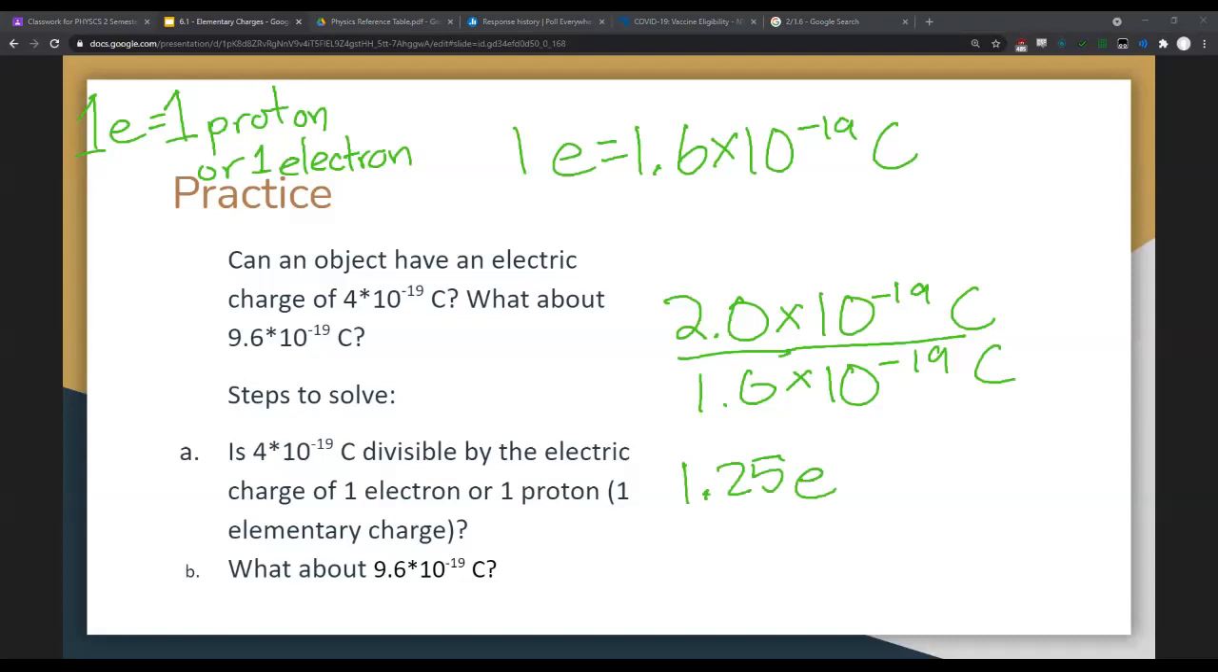You can't have 1.25 electrons or protons. That's impossible. You cannot have a partial amount of an elementary charge. You either have one proton or one electron, or whole numbers of electrons or whole numbers of protons. You cannot have a partial amount of something, right? That's why we're dividing it by 1.6, because an elementary charge is 1.6 times 10 to the negative 19 coulombs.